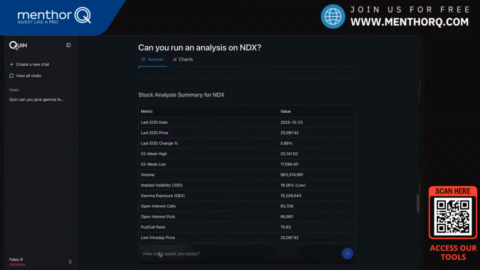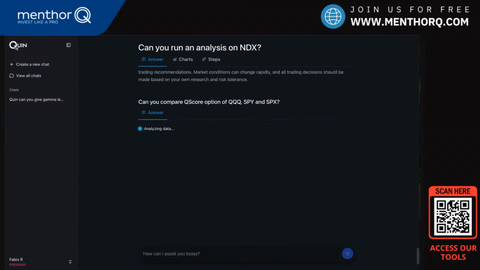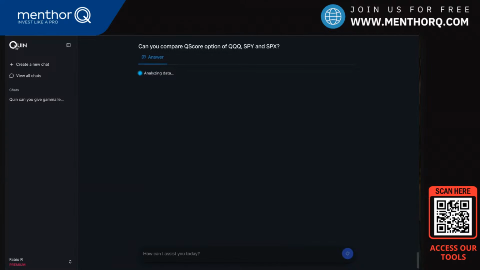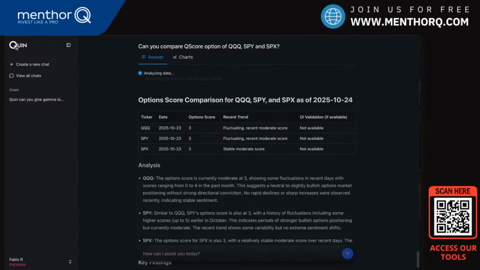If you want to compare, for example, QQQ, SPY, and SPX, you can also run a comparison. So I want to compare the Q score of three different tickers or a few different tickers, and then the system is going to basically run an analysis for us.